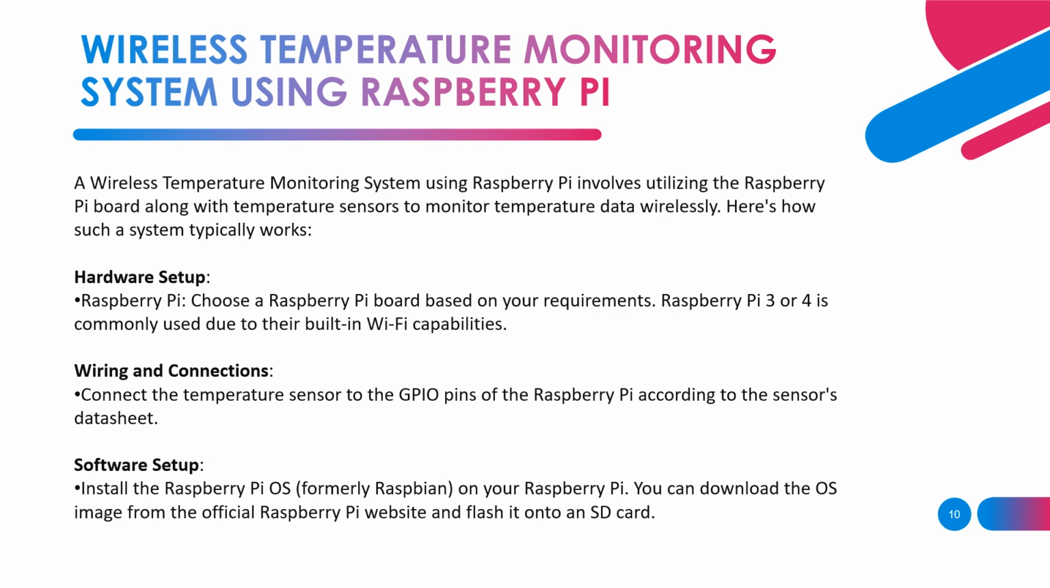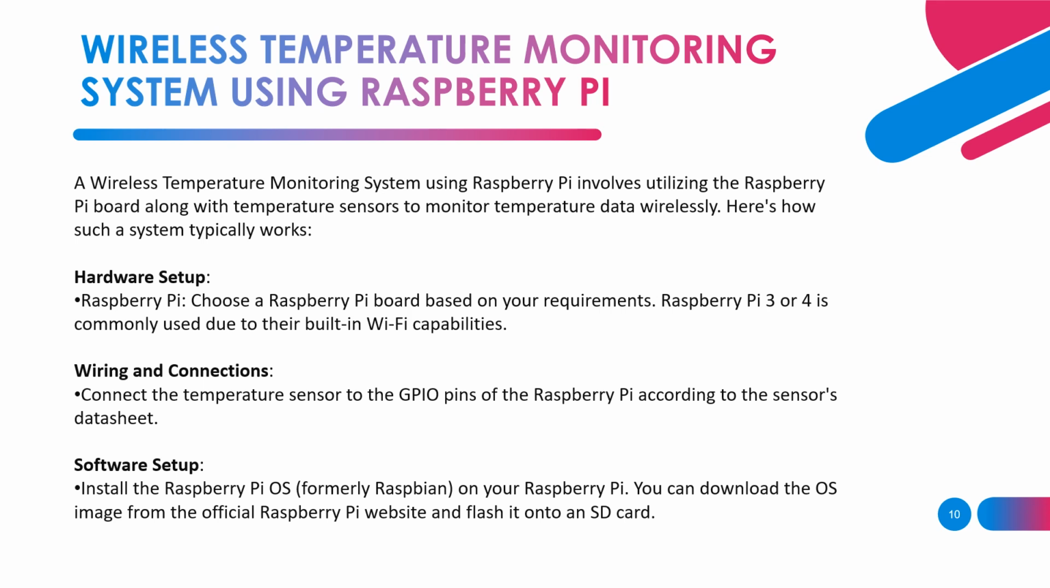Wiring and connection. Connect the temperature sensor to the GPIO pins of the Raspberry Pi according to the sensor's datasheet. For example, if you're using DS18B20, you would connect it to the GPIO pins and configure the Pi to communicate with it using the one-wire protocol. Software setup. Install the Raspberry Pi OS on your Raspberry Pi. You can download the OS image from the official Raspberry Pi website and flash it onto the SD card.